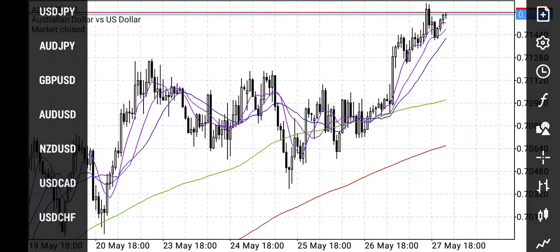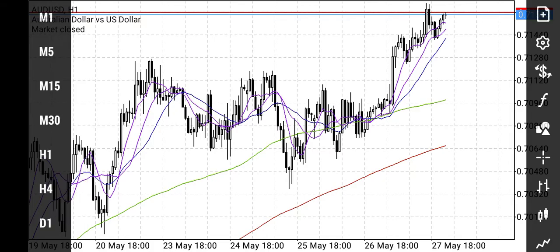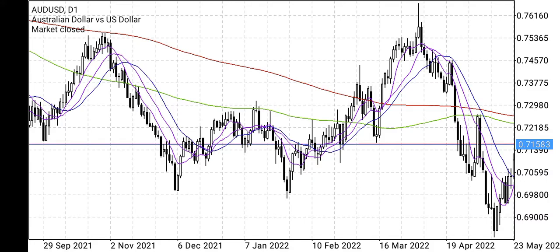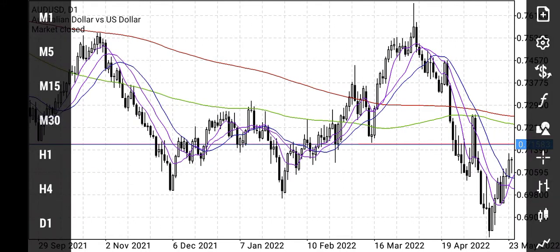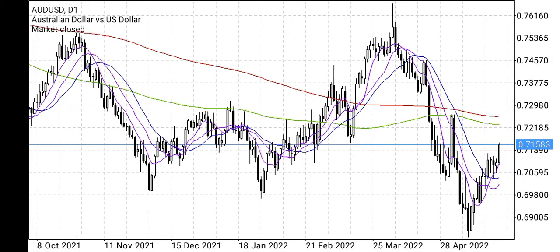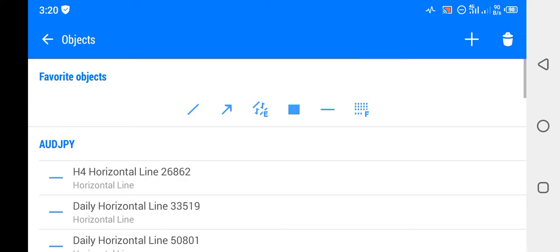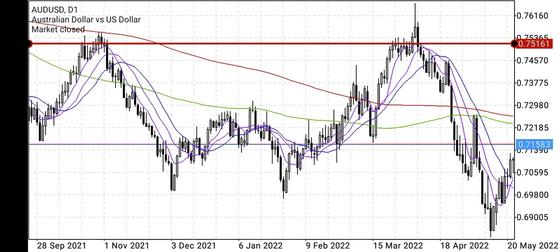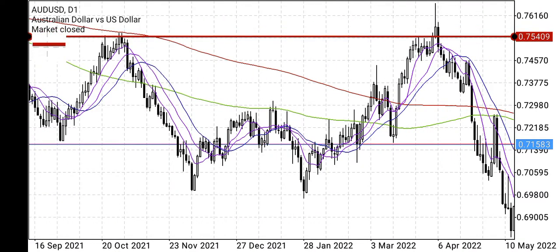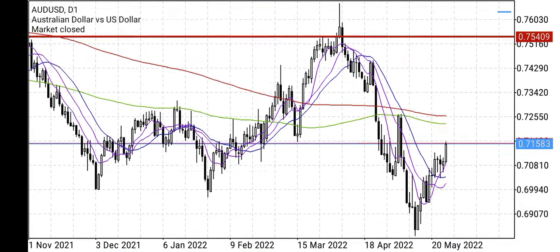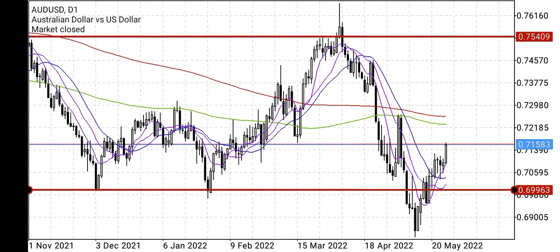For AUDUSD, I'm going to switch to the D1 time frame. Now, if you look at AUDUSD, the market has just been kind of rough, but I'll see how I can analyze this. First, I'm going to look for the high. We have a high at this point. We have a high at this point. This should be our main resistance level. Then now let's look for our main support level. This should be our main support level, as you can see.